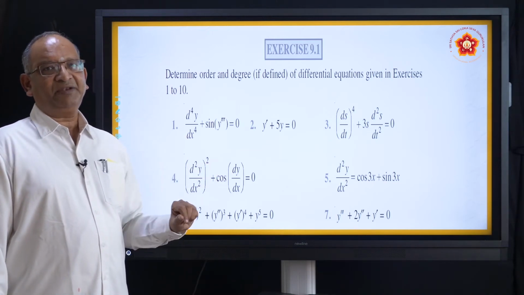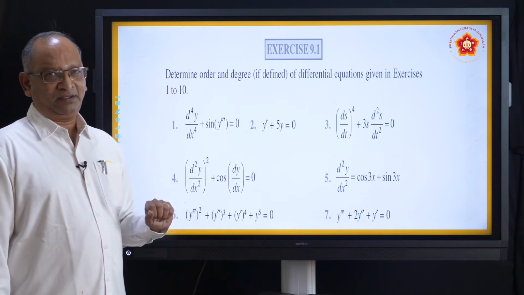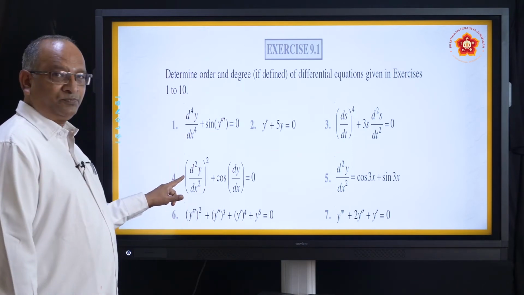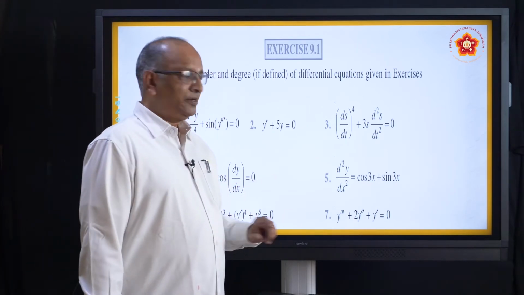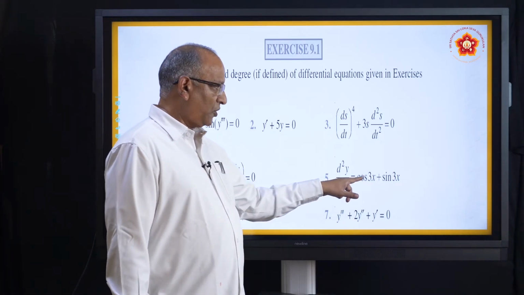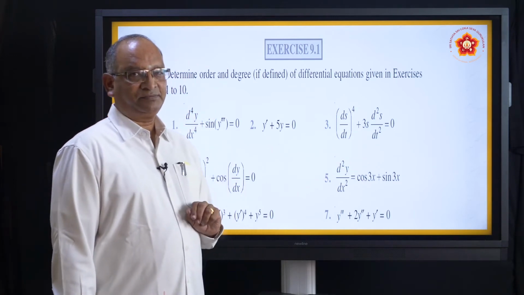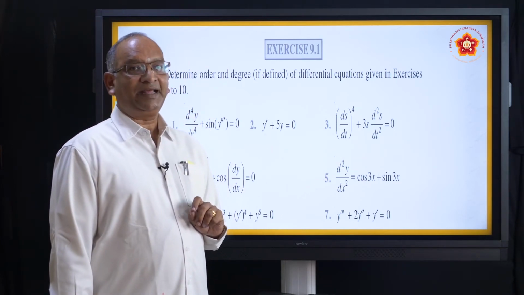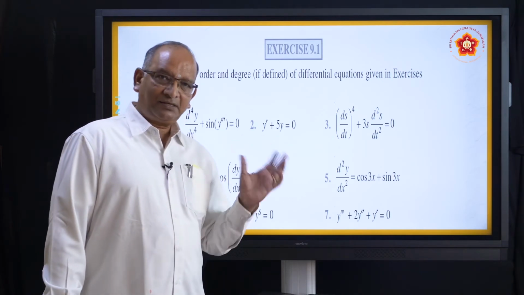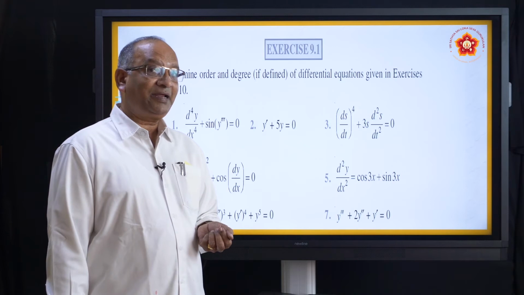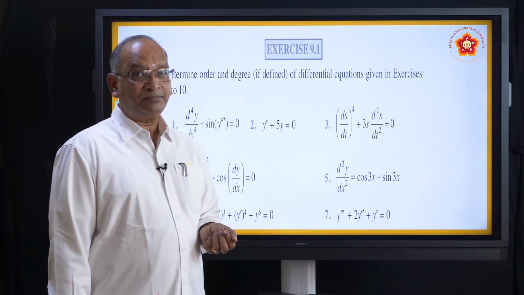Whenever such a thing happens, we say the degree is not defined. So the order is 2, but the degree is not defined. Come to this equation: d2y by dx square equal to cos 3x plus sin 3x. Look at the derivative. The derivative is of second order, so its order is 2. What about the degree? Can we define the degree?